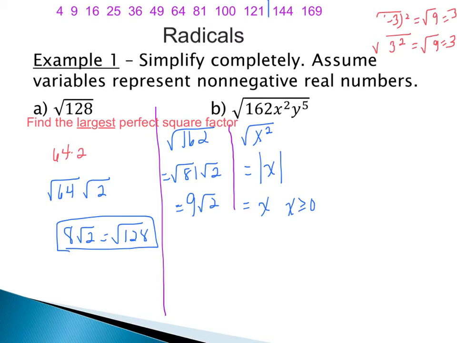Okay, so the square root of x squared technically becomes the absolute value of x, but our direction said that we want non-negative real numbers, so that means that we would just make the absolute value of x equal to x. This is only an issue if you have the square root of x squared, square root of y squared. Any other square root that we're going to be taking won't be as much of an issue.